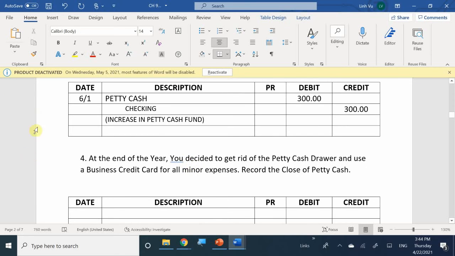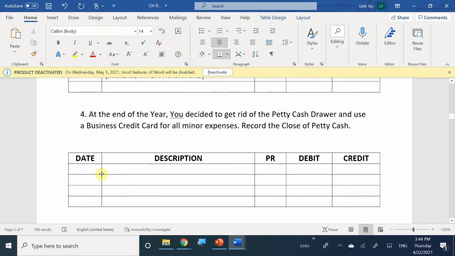So now, question number 4 says that at the end of the year, you decided to get rid of the petty cash fund or petty cash drawer and start using a business credit card for all minor expenses. Record the closing of the petty cash fund. So at the end of the year, December 31st, what are we going to do if we're going to close out our petty cash fund?